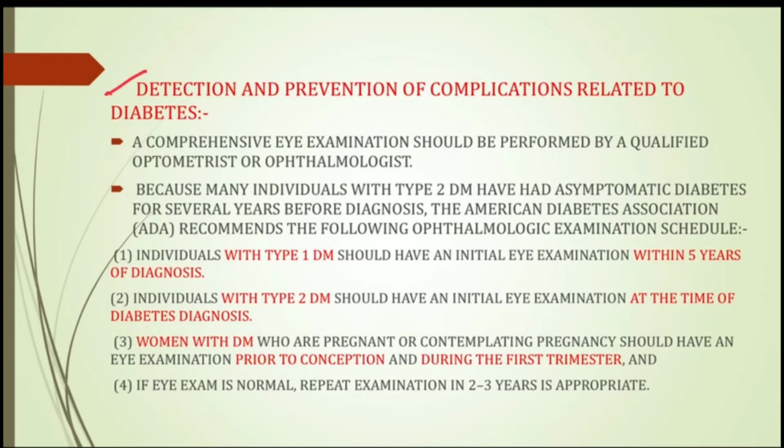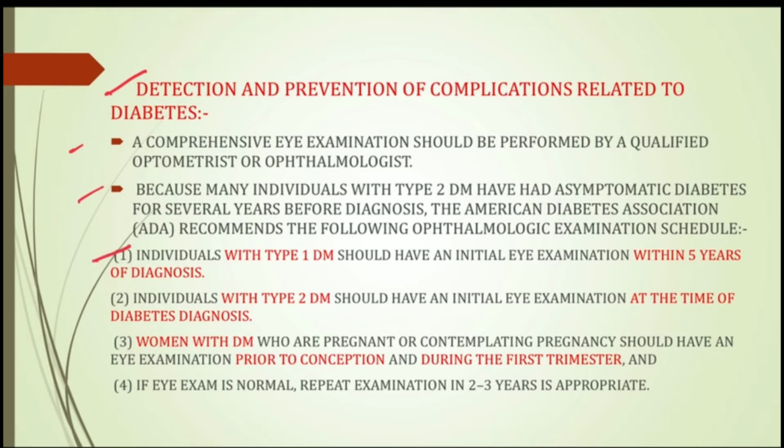So now we will talk about the detection and prevention of complications related to diabetes. A comprehensive eye examination should be performed by a qualified optometrist or ophthalmologist, because many type 2 diabetes mellitus patients have had asymptomatic diabetes for several years before the diagnosis. So the American Diabetes Association, ADA, recommends the following ophthalmologic examinations for diabetic patients. Please take note, this is very important for exams.